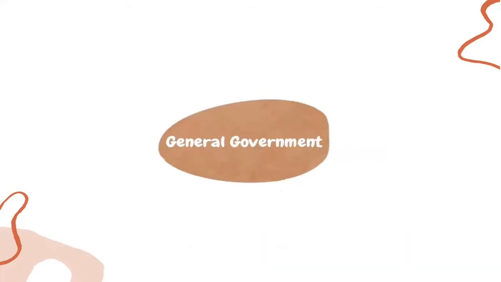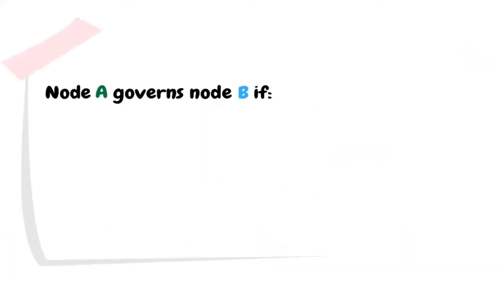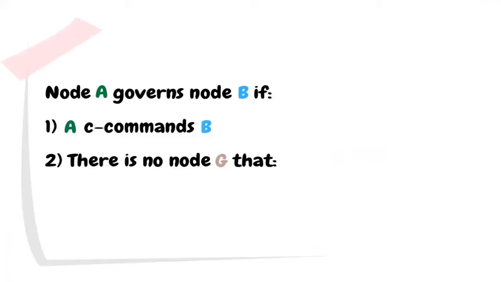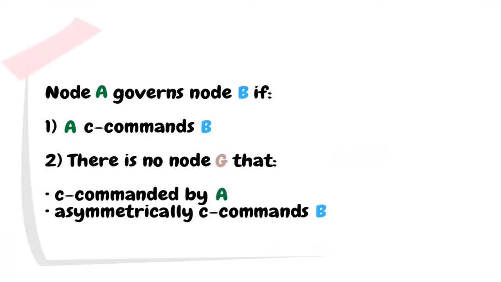Basically, general government means that Node A governs Node B if 1. A C commands B. 2. There's no Node G that is C commanded by A and asymmetrically C commands B. Let's make that easier to understand by applying it on a tree.